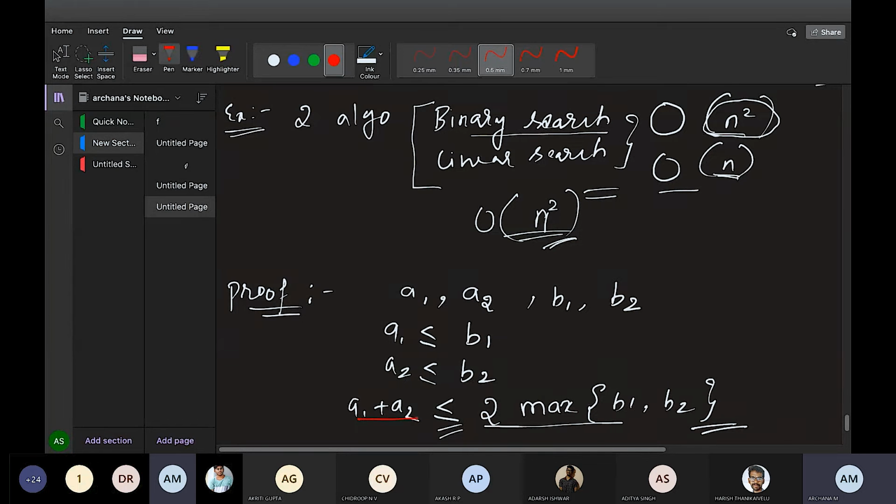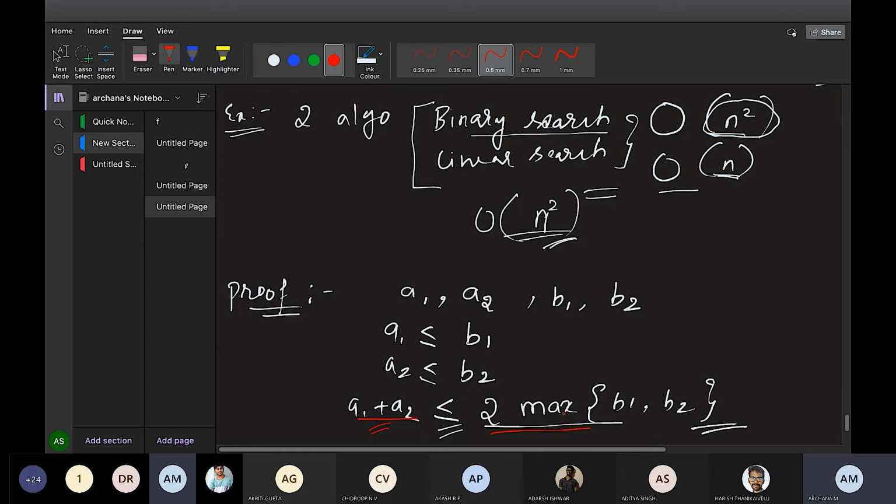When you add A1 plus A2, it should always be less than or equal to 2 times the maximum. It can be either B1 or B2. So this is how we need to compare, because you are adding A1 and A2. A1 plus A2 is less than or equal to, because this term should always be lesser than the right-hand side, right? So to make it lesser, you have to take 2 times the maximum.